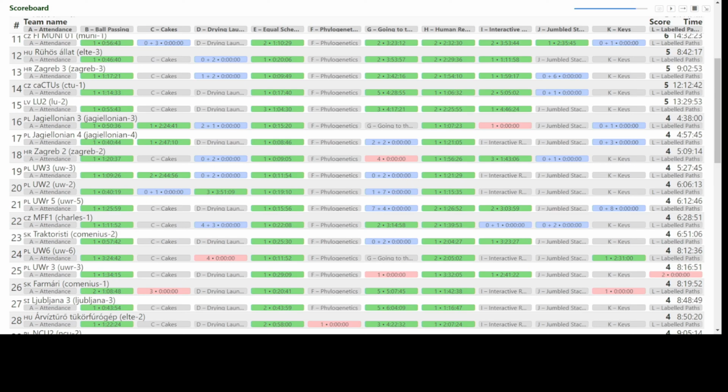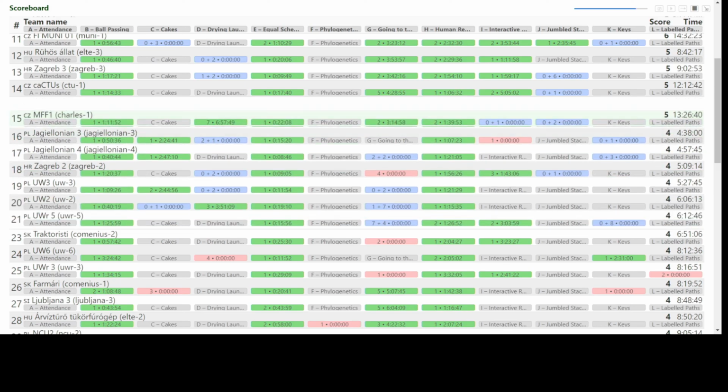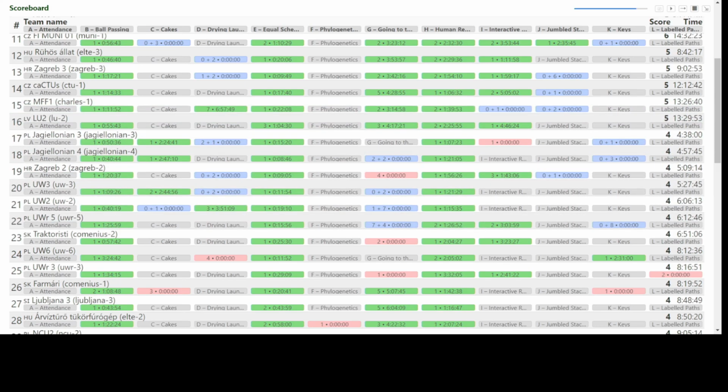We have 2 attempts from the team Traktoristi at going to the moon. Nope. Charles 1, 3 attempts at drying laundry. Well done. From Wrocław 5, 4 attempts going to the moon. No. 8 attempts at keys. No. From Warsaw 2, 1 attempt at cakes. Correct.